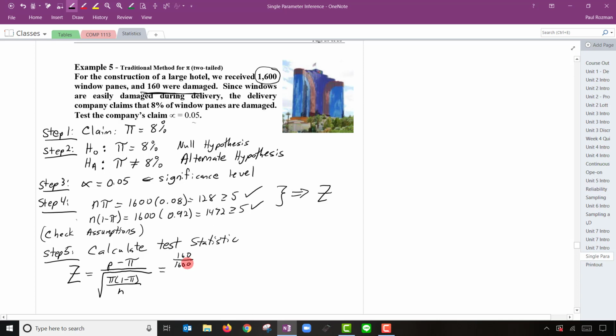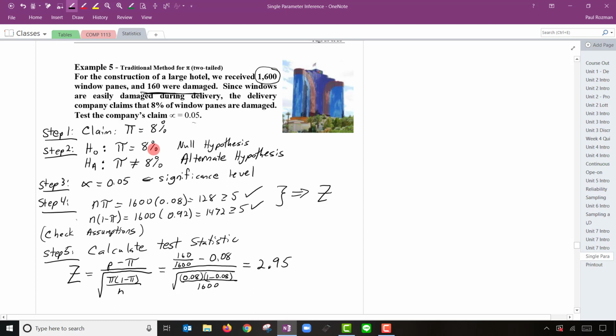10%. And pi, we get to use the 8% again, because we're assuming that that statement is true. It's our working hypothesis. Pi is 8%. We do a little calculation here. I get 2.95.